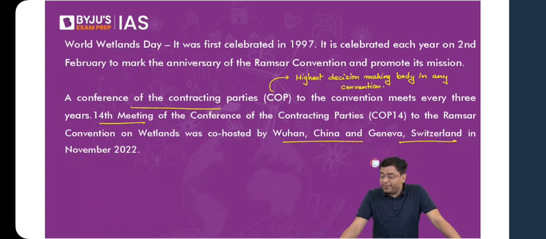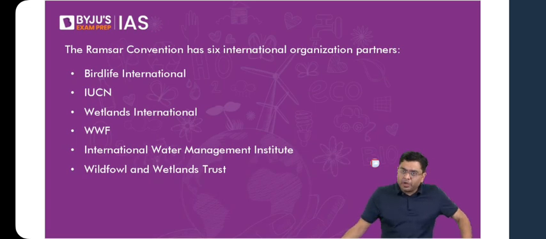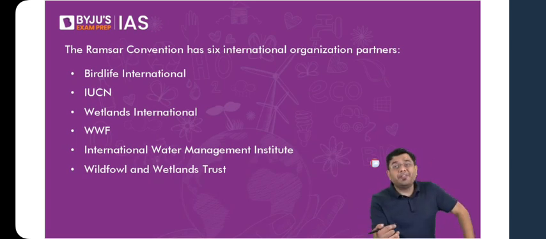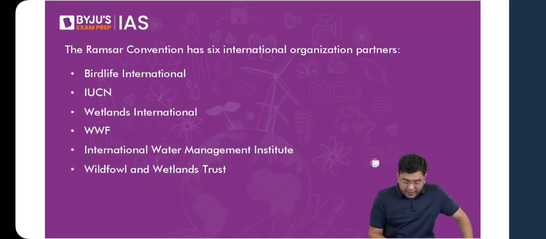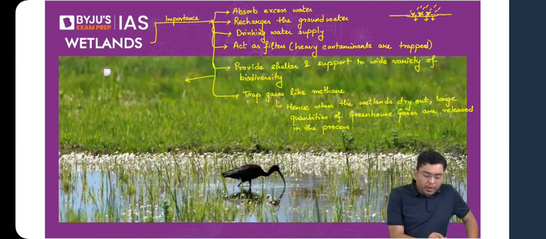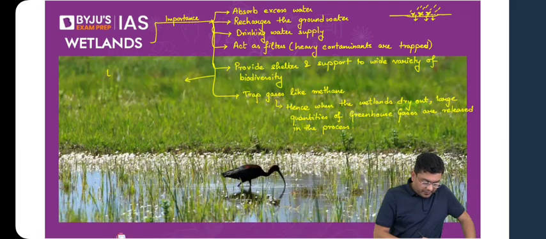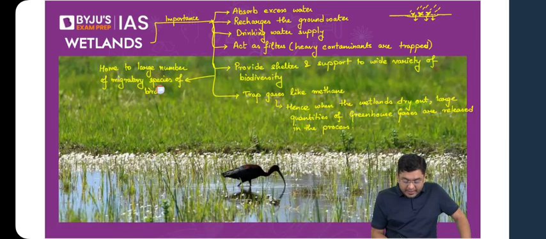Nonetheless, the Ramsar Convention has 6 international organization partners, including BirdLife International. Why BirdLife International? Because wetlands are home to a large number of migratory species of birds. So that is also something you can add when you are talking about the benefits: home to a large number of migratory species of birds. That is why conservation of wetlands is considered very important in the conservation of birds and migratory species in general. So BirdLife International is a natural partner.